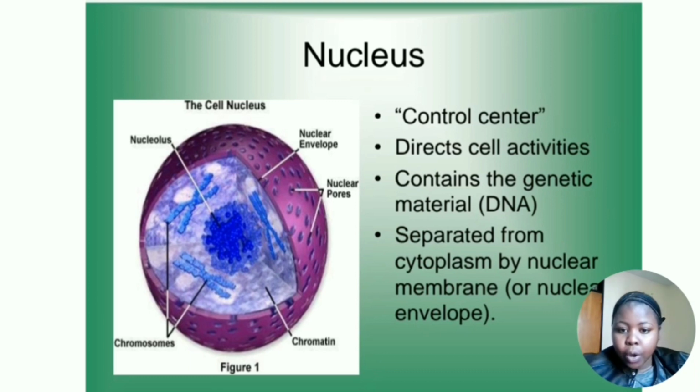It also contains the genetic material, which we can call DNA. DNA is found in the human body and also in animals. It is separated from the cytoplasm by the nuclear membrane, or the nuclear envelope.